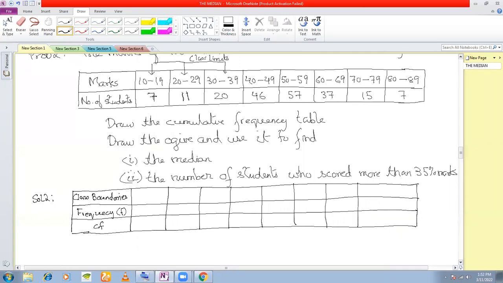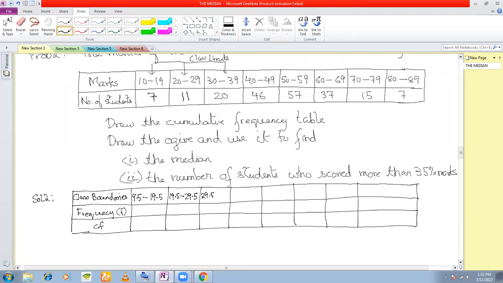So you have 10 to 19. If you subtract 0.5 from 10, you get 9.5. So this class boundary becomes 9.5, the lower class boundary, and for the upper class boundary, you add 0.5 to 19 to get 19.5. For the next one, you have 20 to 29. The lower class limit is 20, so you subtract 0.5 from 20 to get 19.5. And you add 0.5 to the upper class limit to get the upper class boundary. And similarly for the others.